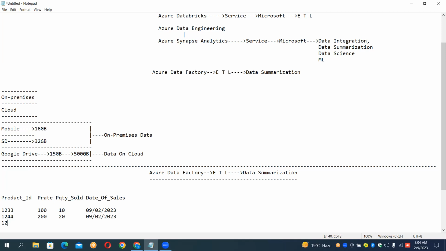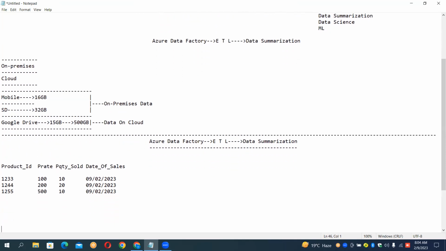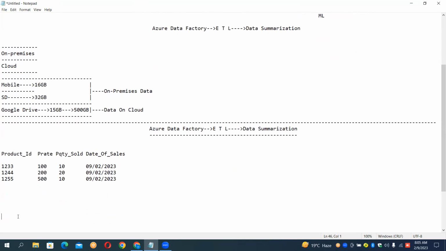And now I have 1355. Here the rate is 500 and the quantity sold is 10, with the date 09/02/2023. That's the data. Clear now? This is the data you have.